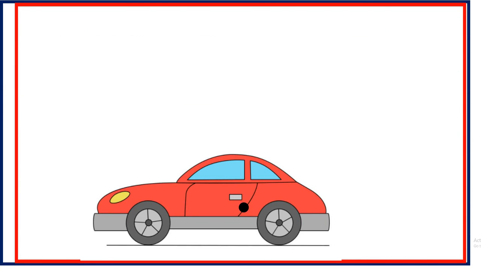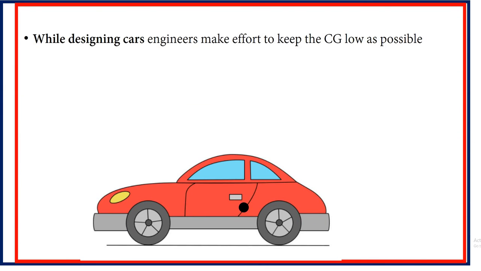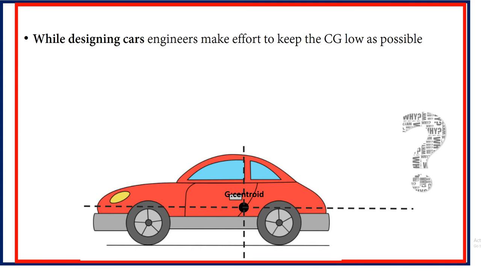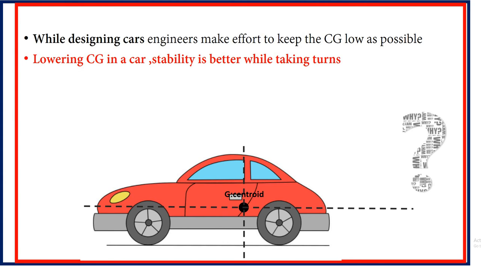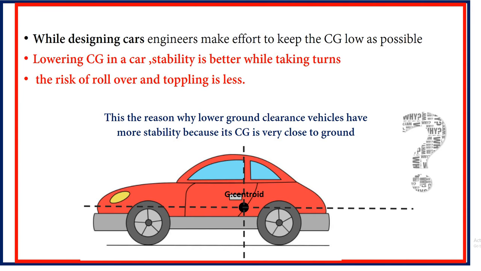While designing a car, engineers make an effort to keep the CG as low as possible. Why? Do you know the reason? By lowering the CG in the car, stability is better while taking turns. The risk of rollover and toppling is also less, and that is the reason why lower ground clearance vehicles have more stability, because their CG is very close to the ground, right?